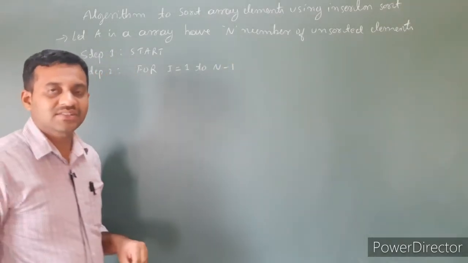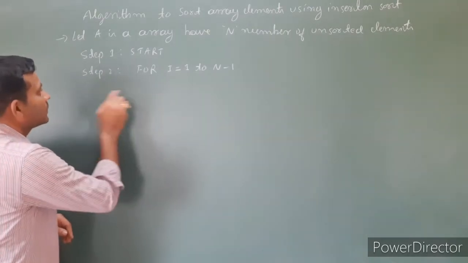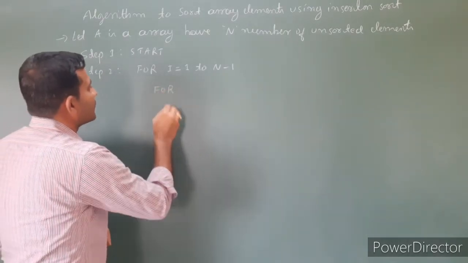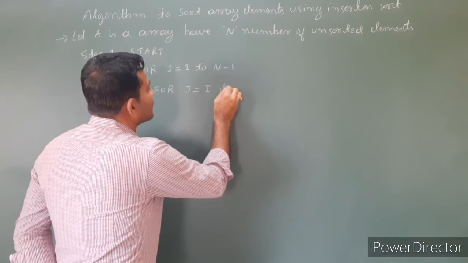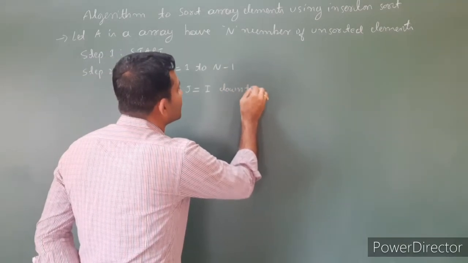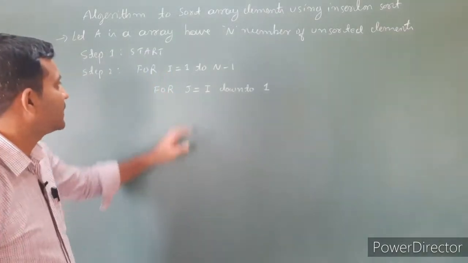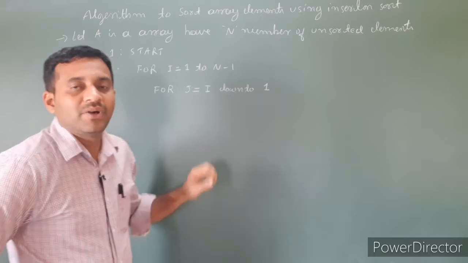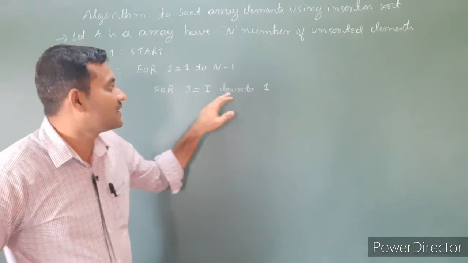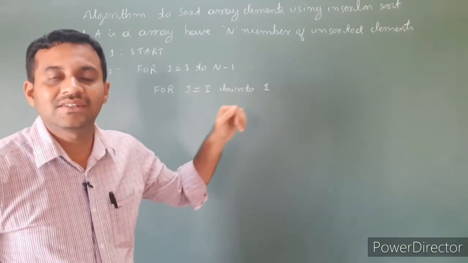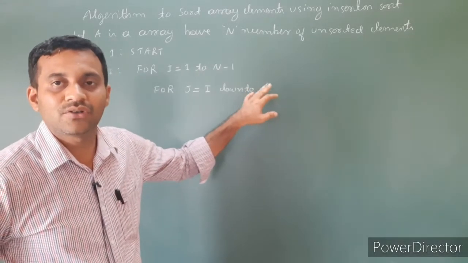This is used to access unsorted elements. Again we use one more for loop, for j equals I down to 1. See here, the index value I begins with 1 to n minus 1, but the index value j, it is also one of the for loop, j begins with I, then it is down to 1. So it is in a reverse order, initialize with I value down to 1, greater than or equal to 1.